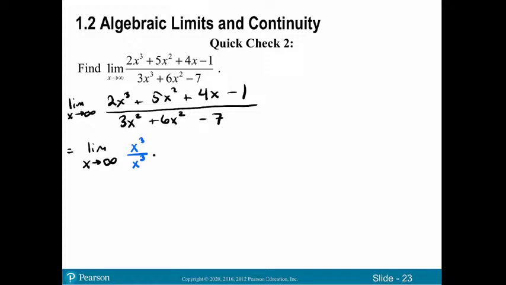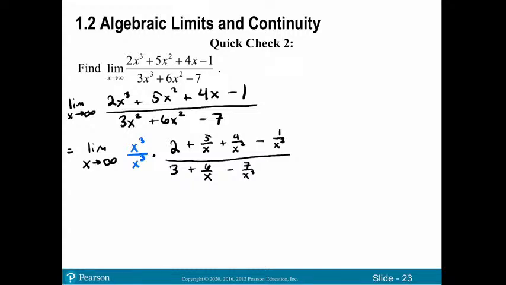On top, that's going to leave me with 2 plus 5 over x plus 4 over x squared minus, I think it's 1 over x cubed. Okay, and now on bottom, that's going to give me 3 plus 6 over x minus 7 over x cubed.